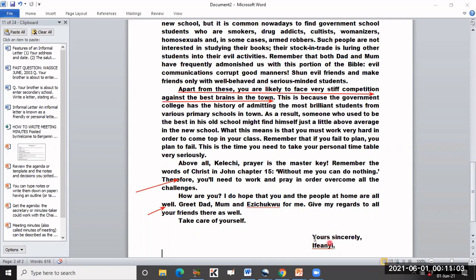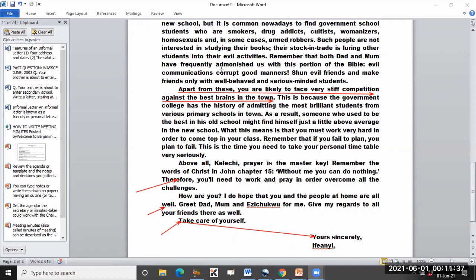Now we come to the closing here, I mean the subscription. You can see the subscription. This is an informal letter, so "take care of yourself" is a good expression. All right? Then having done this, you now come with your subscription. Yours sincerely, comma, Ifeanyi, full stop. So this is exactly how to write an informal letter.